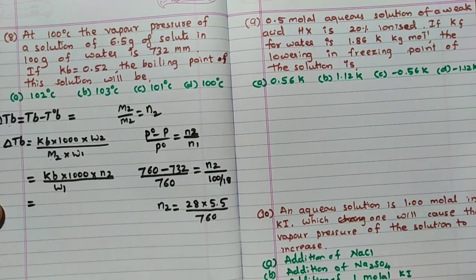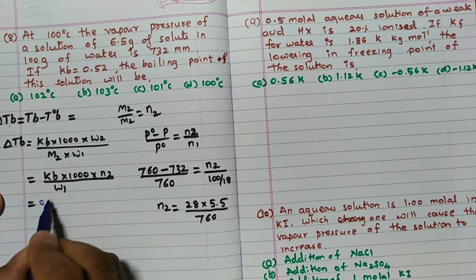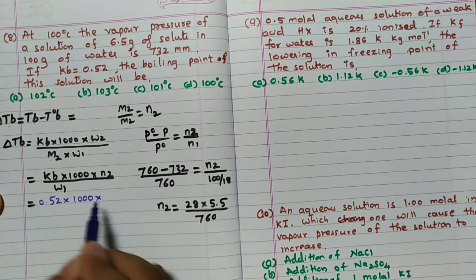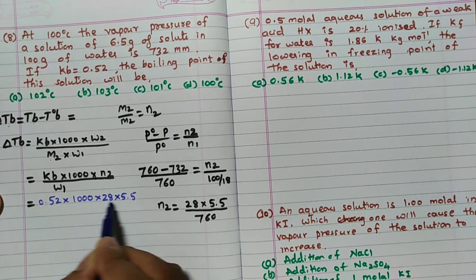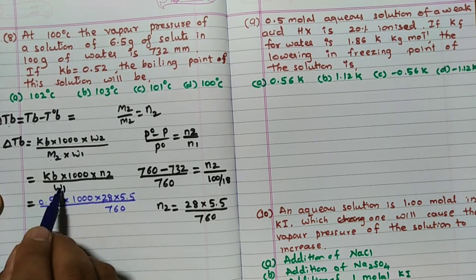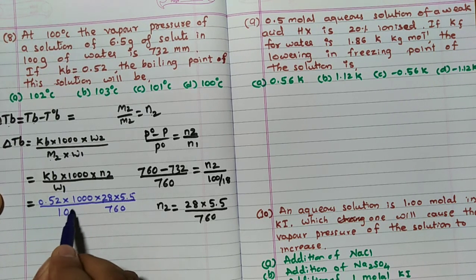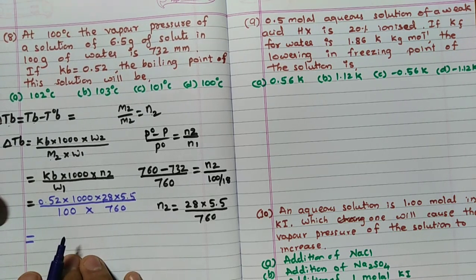Fine. When I substitute in this particular formula, Kb is given as 0.52, right? 1000 as it is, into 28 into 5.5 divided by 760, divided by W1. How much is W1? W1 is 100 gram, it is given. Now substitute. Now the calculation part is very, very important. Remember that.